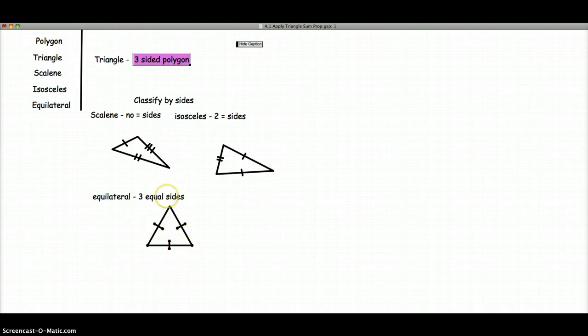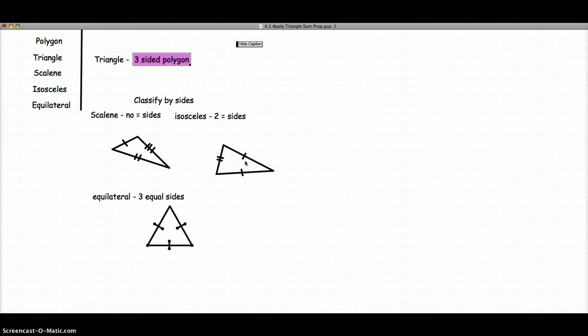And I want to make a quick point. If you're asking yourself, well, are equilateral triangles isosceles triangles? Absolutely. An equilateral triangle does meet the requirement of isosceles, so all equilateral triangles are isosceles. However, are all isosceles triangles equilateral? The answer obviously is no, because you only need 2.